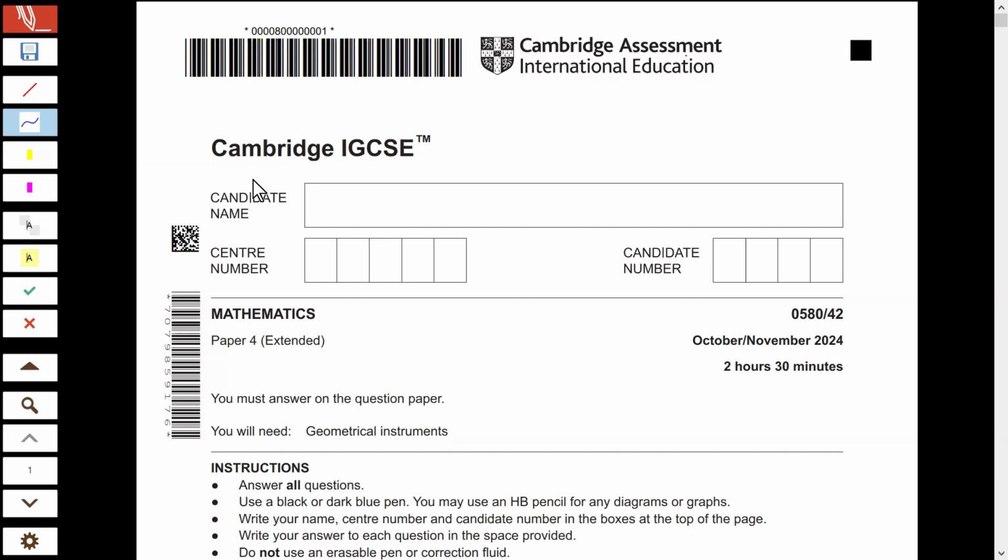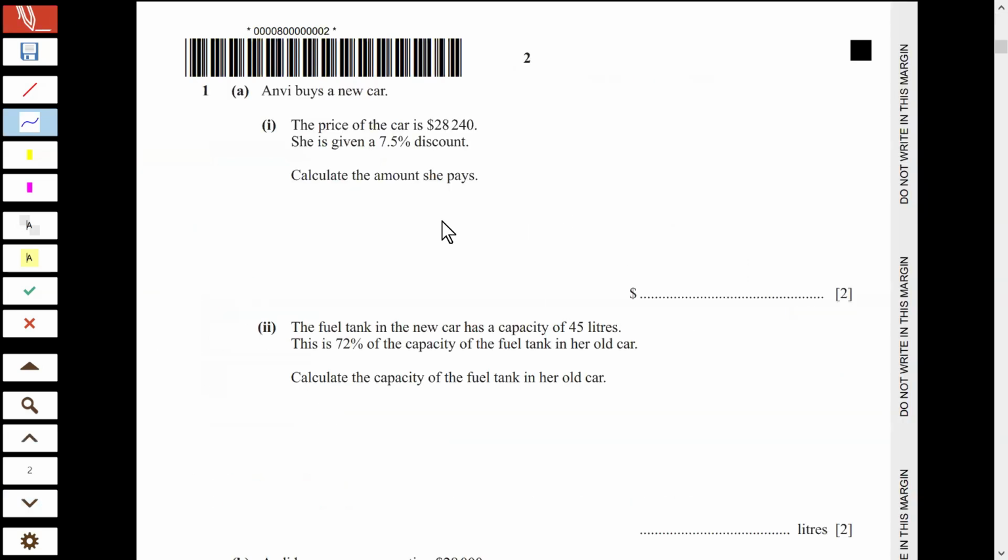In this video, I'm going to be solving Cambridge IGCSE Mathematics, Paper 4 Extended of October-November 2024. So let's get started. Now the first question says, Avi buys a new car. The price of the car is $28,240. She's given a 7.5% discount. Calculate the amount she pays.